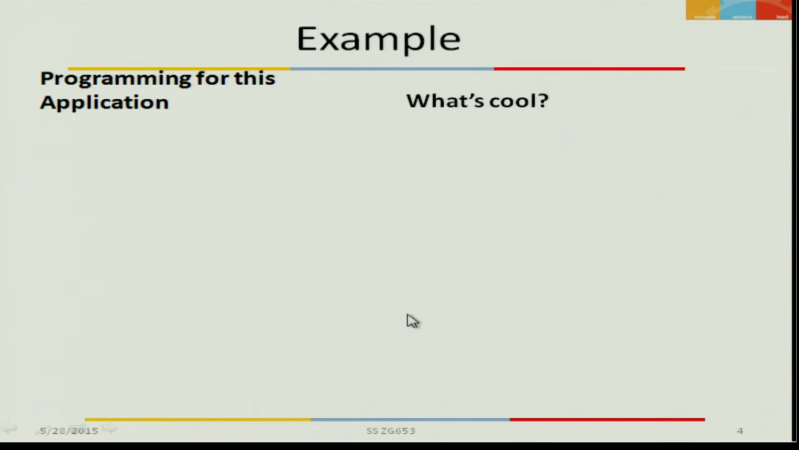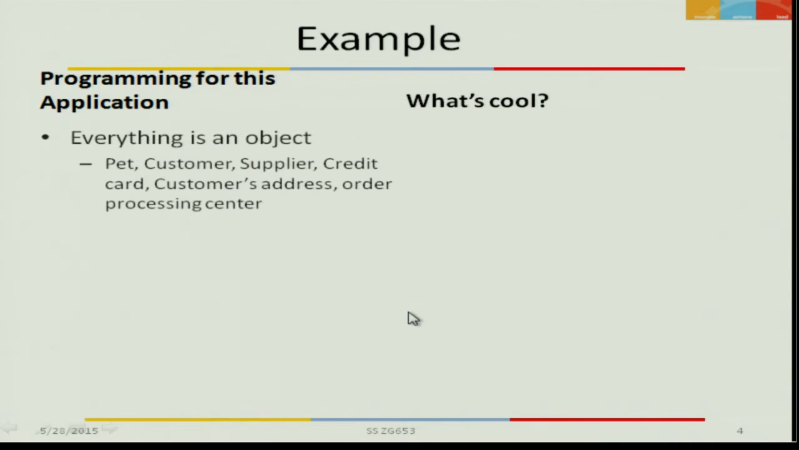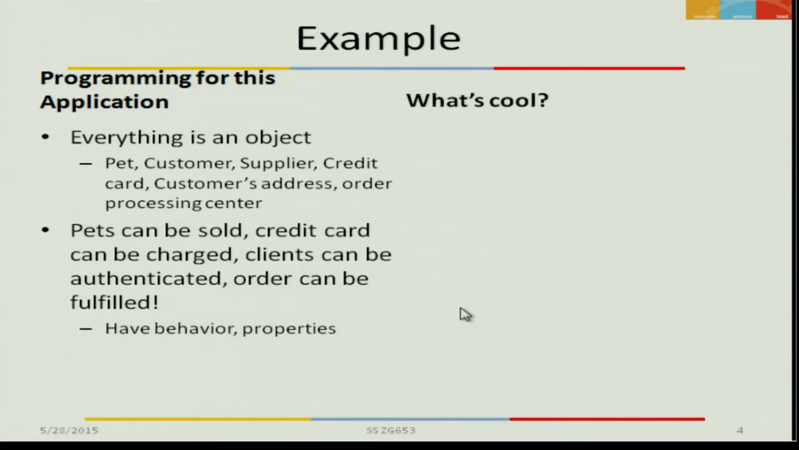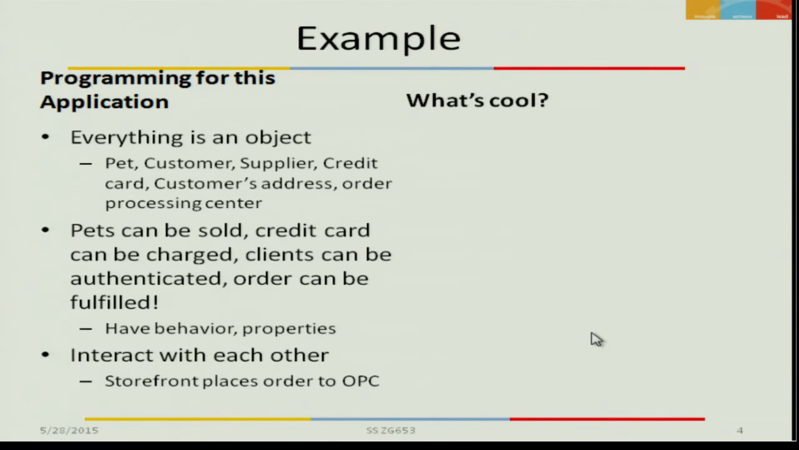So programming for this application, essentially one would typically do object-oriented programming. Here everything will be an object: pet, customer, supplier, credit card, customer's address, order processing center, everything is an object. Pets can be sold, credit card can be charged, clients can be authenticated, etc., and orders can be fulfilled. So which means that these objects actually have behavior and they have properties, and they interact with each other. For example, storefront places order to the OPC.